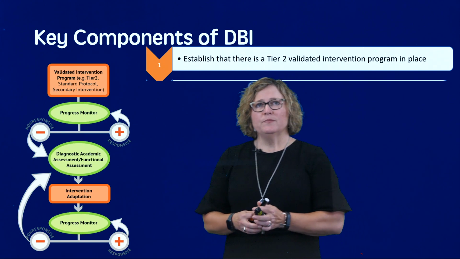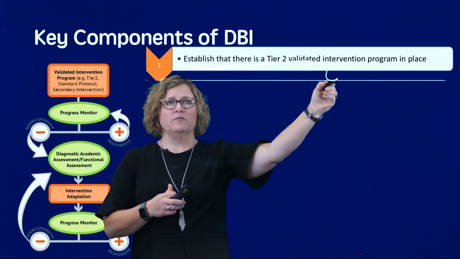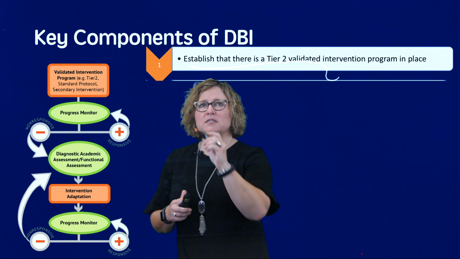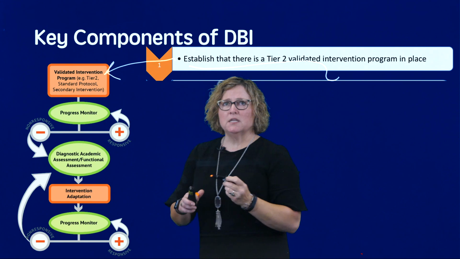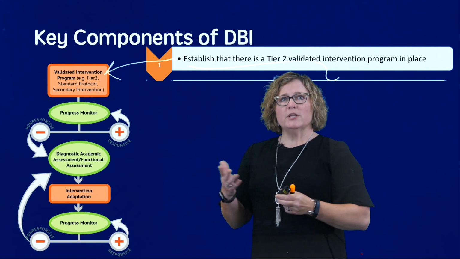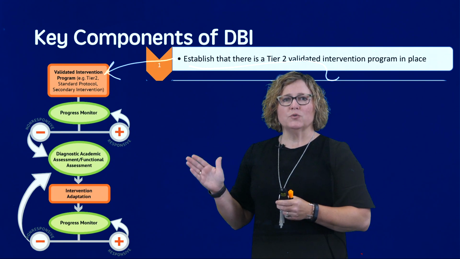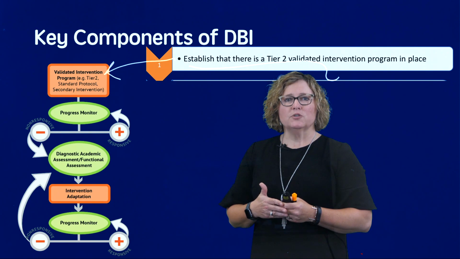The first step is establishing that there is a Tier 2 validated intervention in place. And you can see this sort of matches over here, this validated intervention program in our model. So the first step is we want to be thinking about in our classroom the initial intervention that's already in place for a particular student.